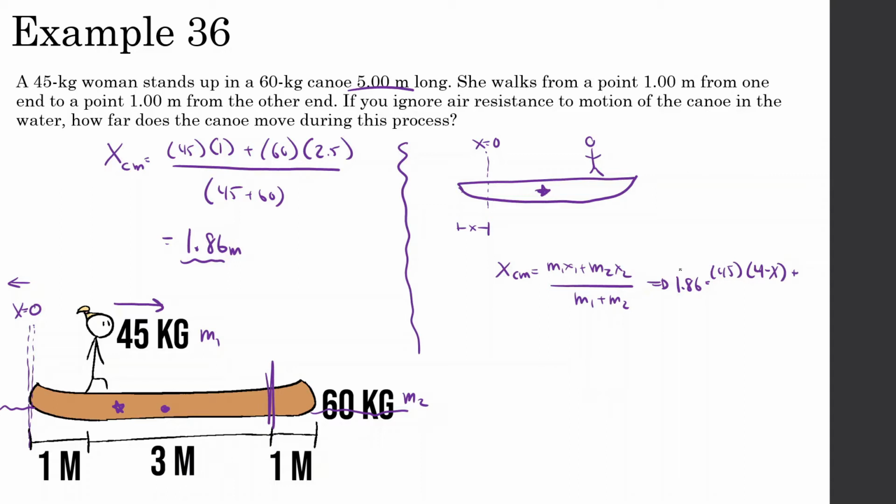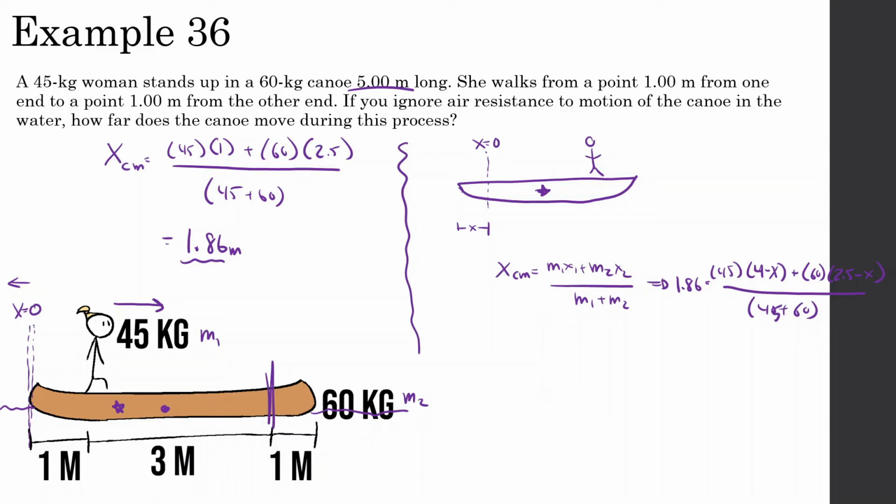Now let's add this to the boat. The boat has also moved. The boat has a mass of 60 kilograms. And now the middle of the boat is going to be around here or something like that. And it has also moved. So we're going to say this is also 2.5 minus x. And we're going to divide this by all the mass again, 45 plus 60. So now let's do a little bit of algebra here.